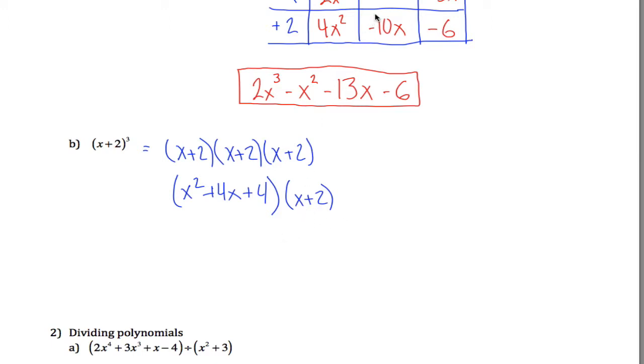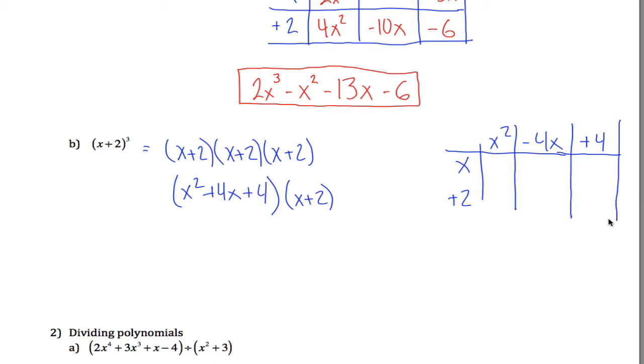Different ways to do it. I might revert back to this box method here. One of my polynomials is x plus 2. My other one is x squared plus 4x plus 4. I'm going to write them in this grid just so that I keep track of everything I'm supposed to multiply together, just to be careful. You don't have to do it this way. Just trying to help. X times x squared is x cubed.